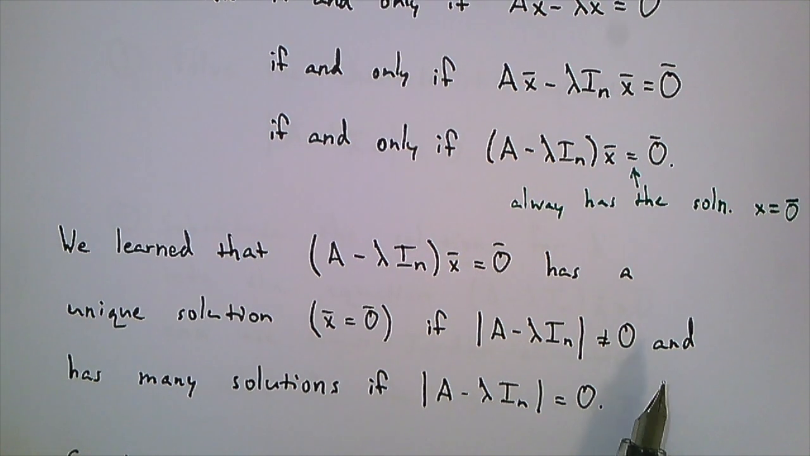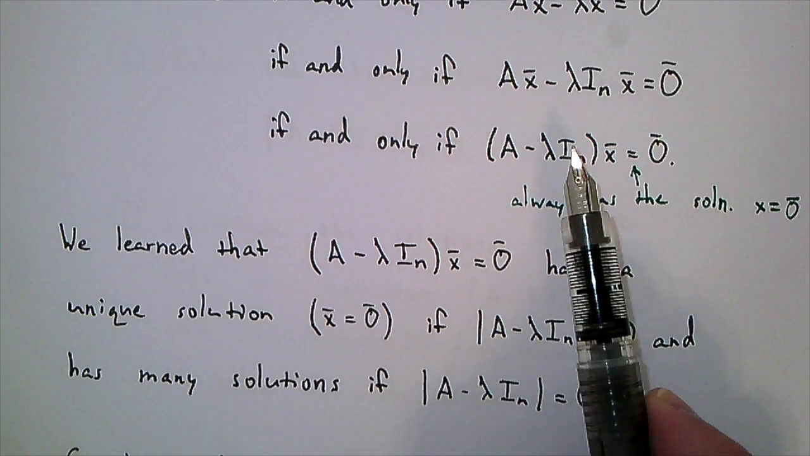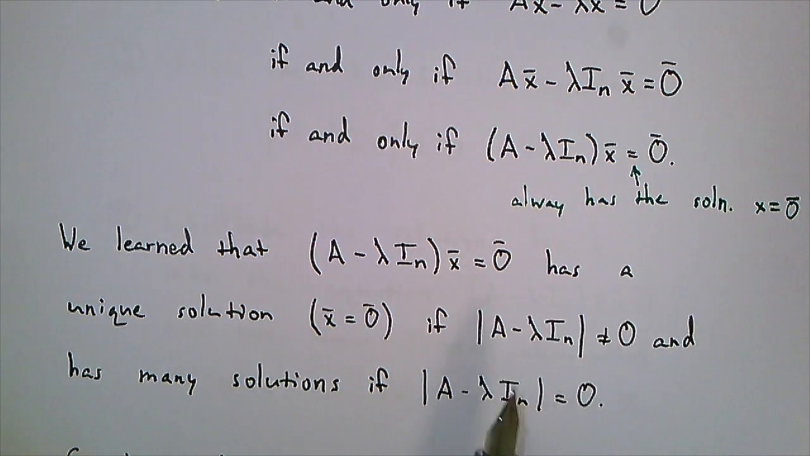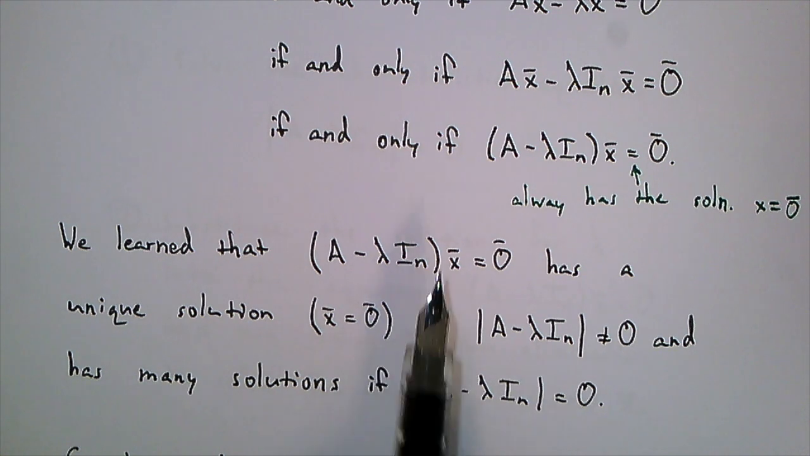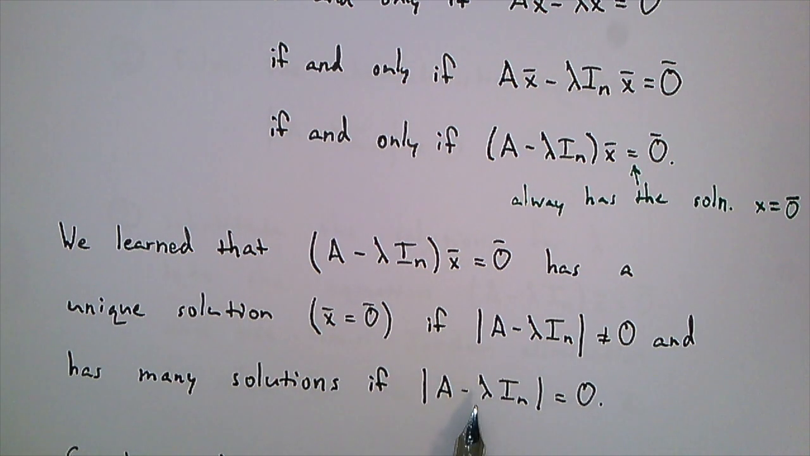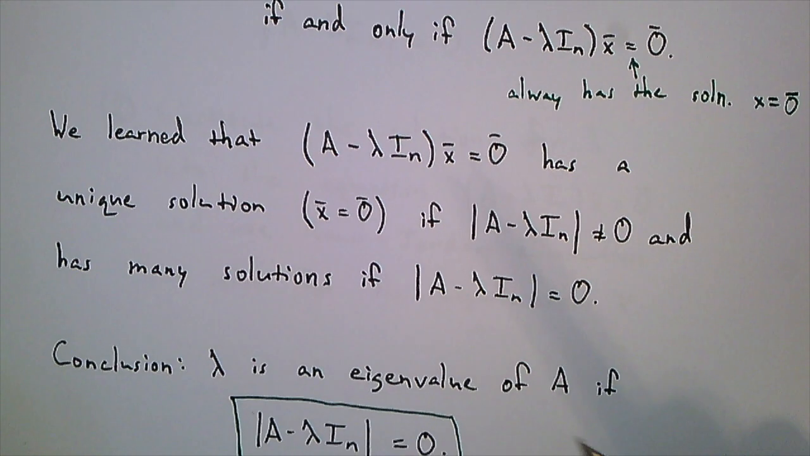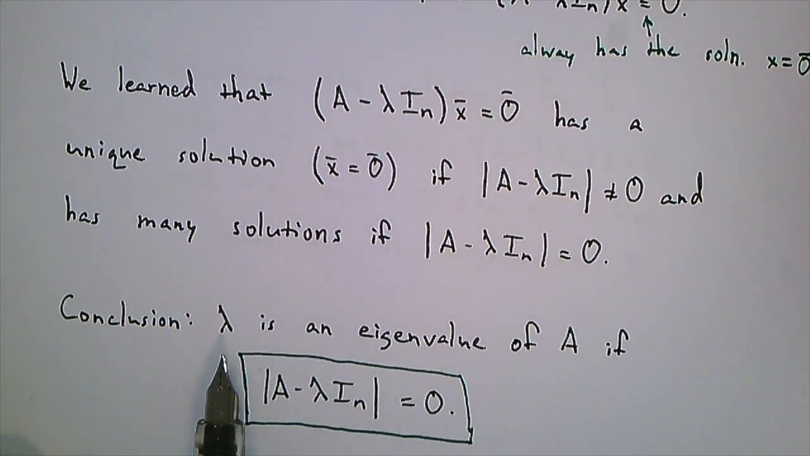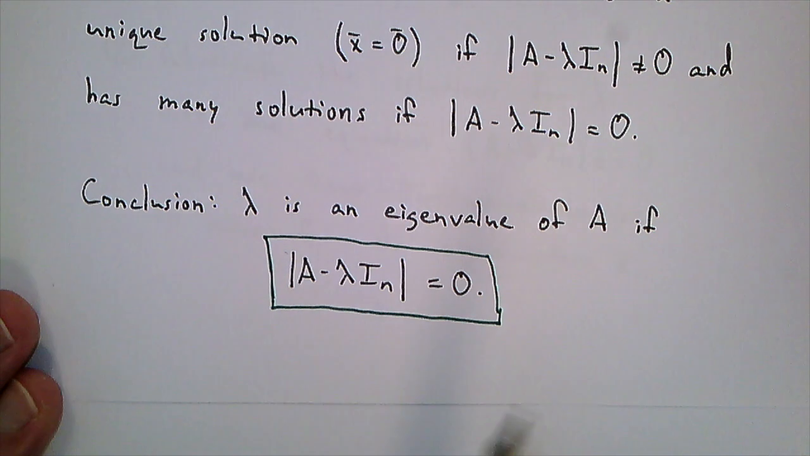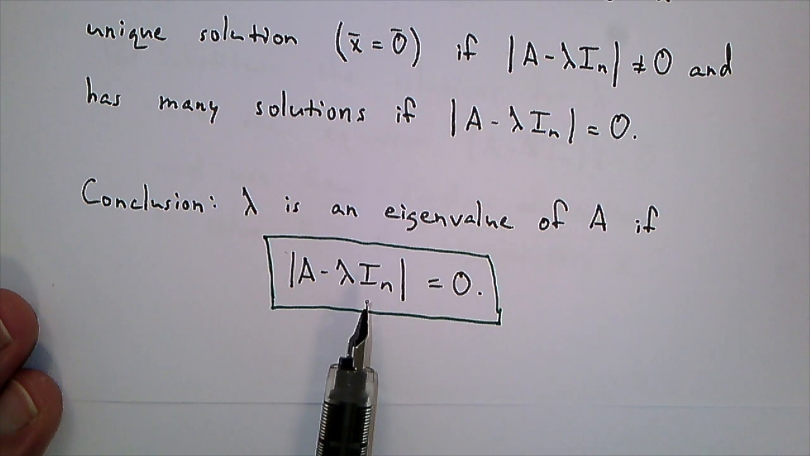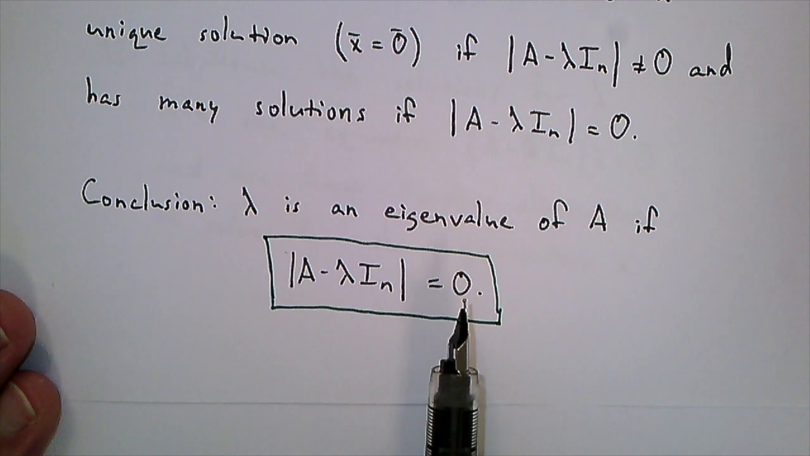And the other thing that we learned in the previous section is that this equation has many solutions if the determinant is equal to 0. So this is what we're going to be looking for, because we want to find non-zero solutions to this equation. That's when we know we're going to have an eigenvalue. So that's our conclusion. The scalar lambda is an eigenvalue of the matrix A if this determinant, A minus lambda I_n, is equal to 0.